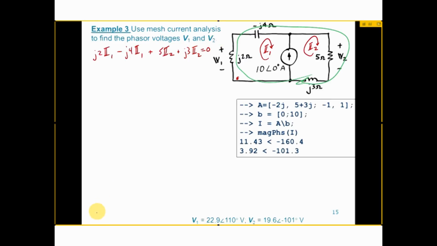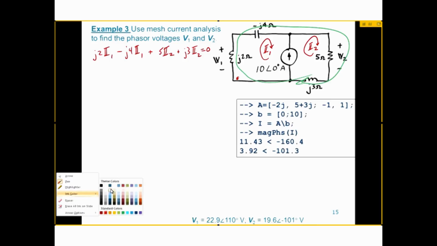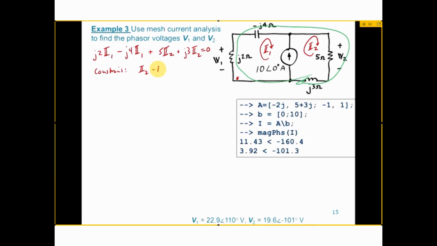And then you did say the constraint equation: I2 minus I1 equals 10 angle 0, or just 10. I don't think you can type j2; you have to type 2j. But notice how the circuit's been labeled j3, j4, j2, so I'll sometimes just copy that. I think either one works.